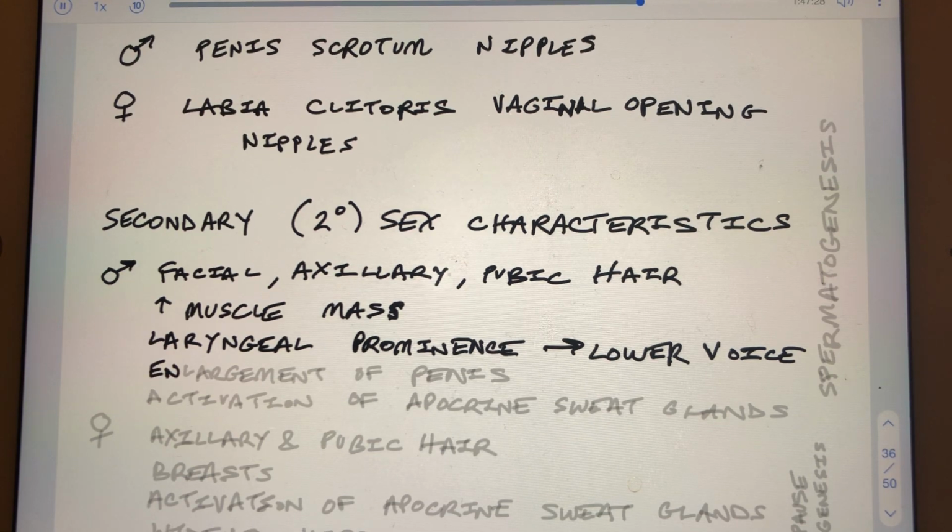Enlargement, not to be confused with engorgement, but enlargement of the penis and activation of which sweat glands? Do you guys remember sweat glands? Apocrine sweat glands. They become and stay active. But they become active at puberty. Oops.